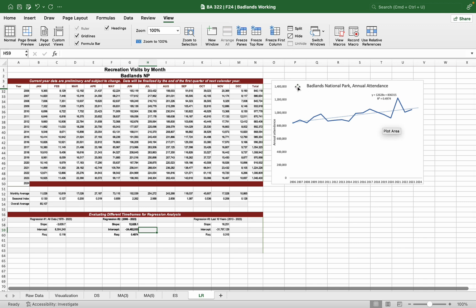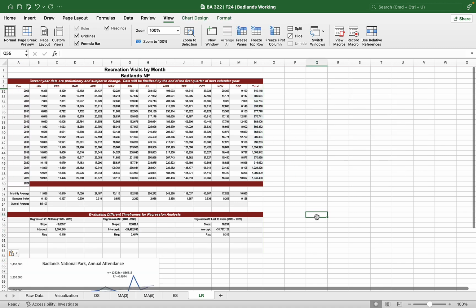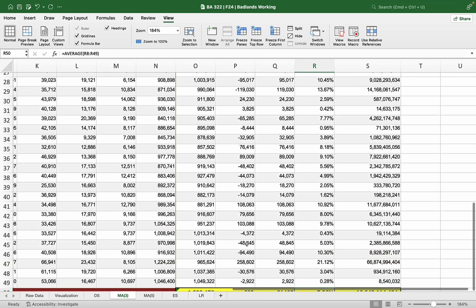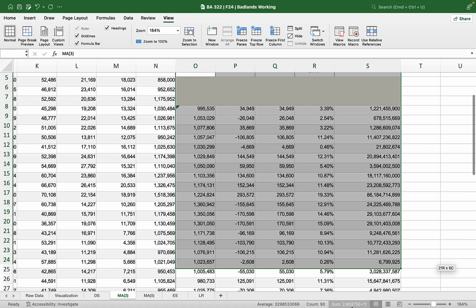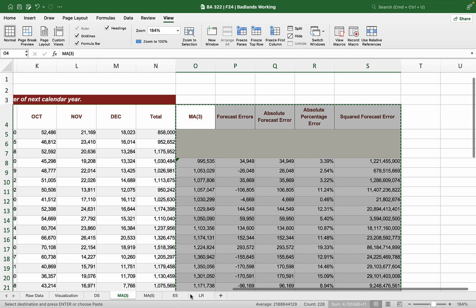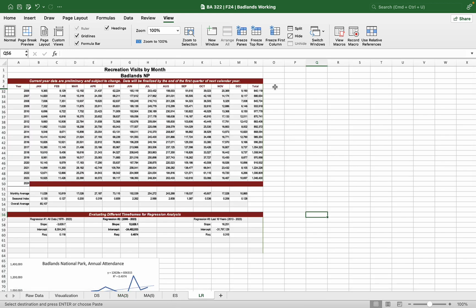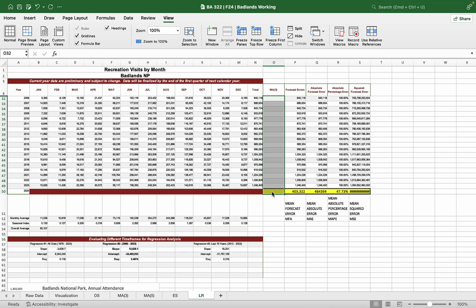So to start, I'm going to drag this down here. And I'm going to head over to my moving average 3 forecast. I'm going to copy my whole section with my forecast and my errors, bring it over to my linear regression tab, line it up and paste it. So of course, we don't have a moving average 3. We've got linear regression.